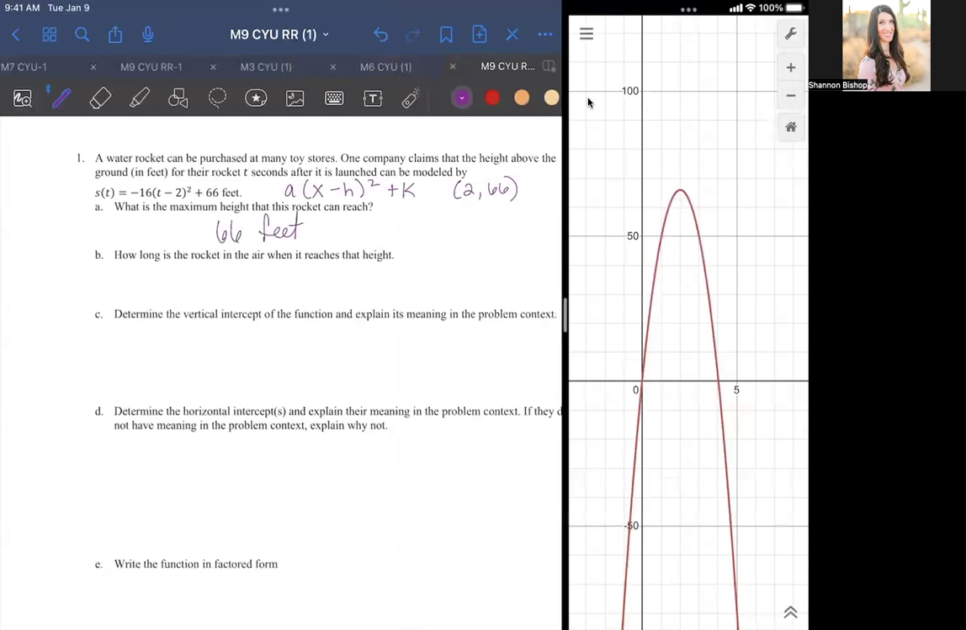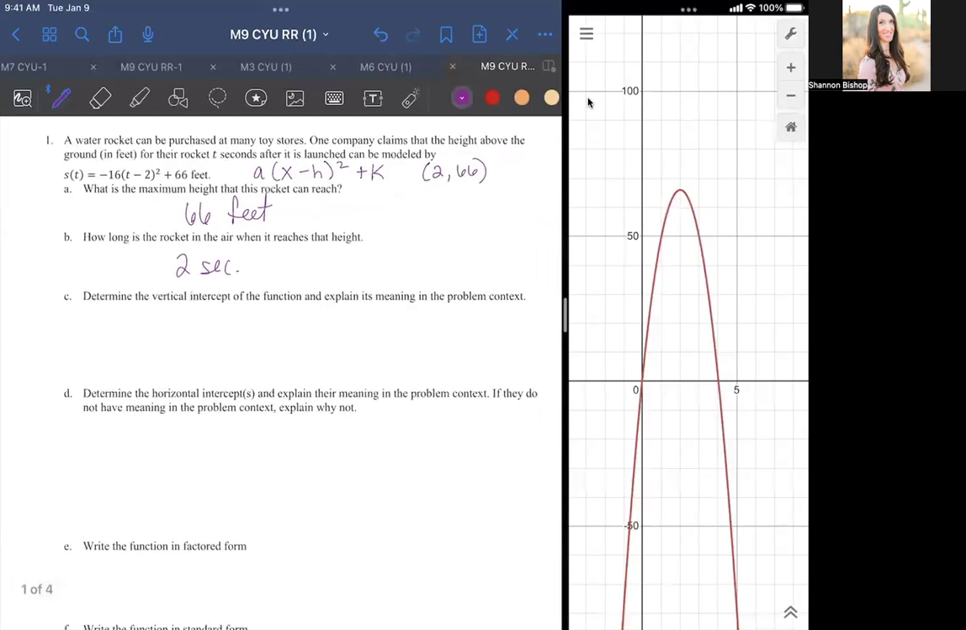Part B, how long is the rocket in the air when it reaches that height? Well, again, the input variable in this function is variable t for time in seconds. And so the input quantity of your vertex tells you the time associated. So it's going to be at 2 seconds.